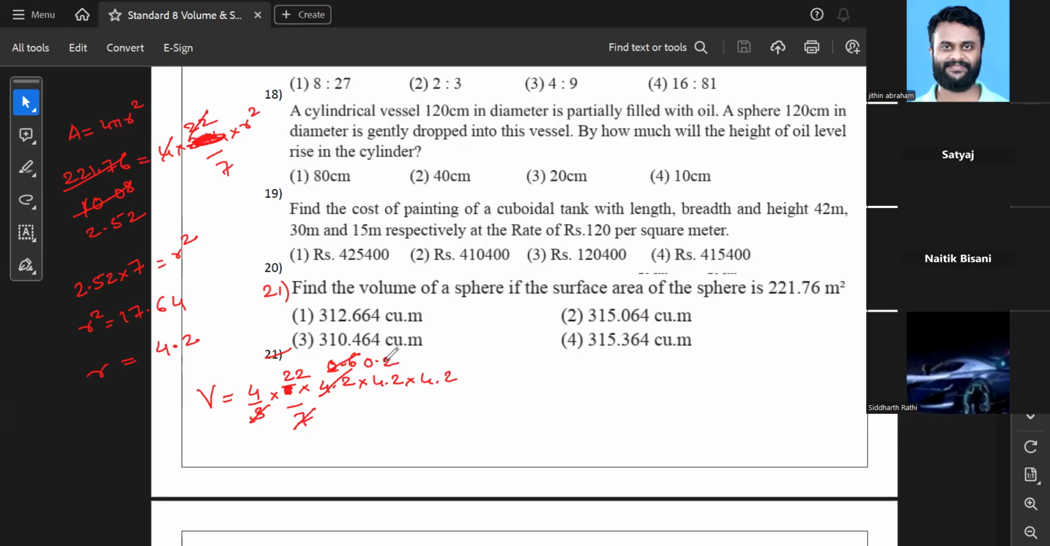And now your calculation has become 88 into 17.64 into 0.2. Correct. So 310 only comes. Correct, correct. So your answer is 310.464.